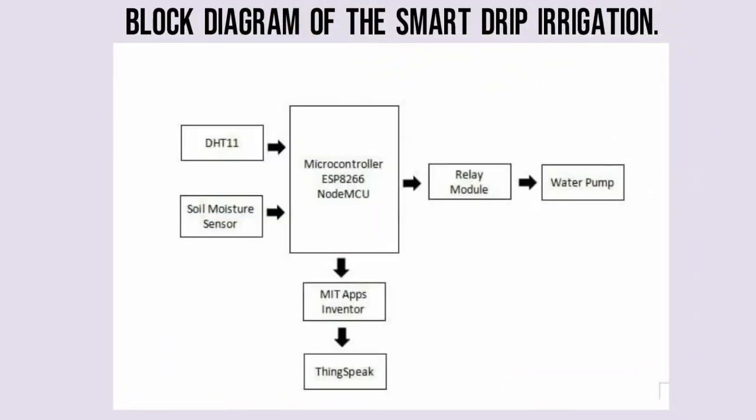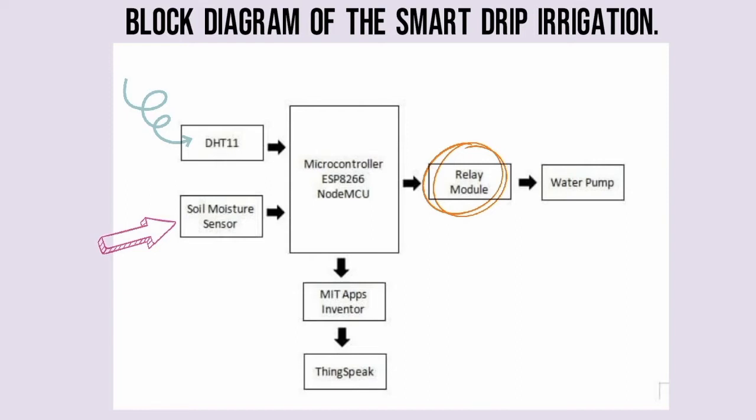Next, for the block diagram of the smart drip irrigation, the microcontroller for the smart drip irrigation is the Node MCU. The DHT11 and soil moisture sensor give analog output which can be read through the ESP8266 Node MCU. The relay module is used to drive the 5V motor pump since the output voltage of Node MCU is only 3.3V. The motor will start to pump the water when the soil condition is below 50%.